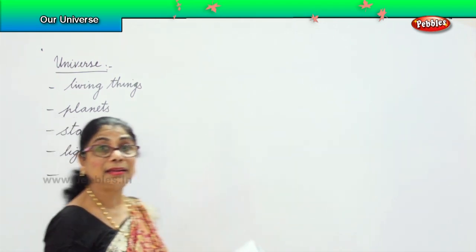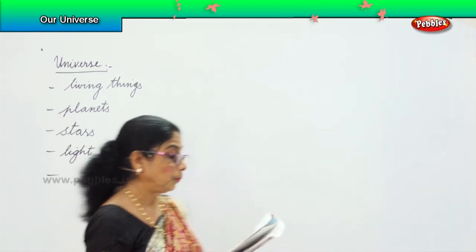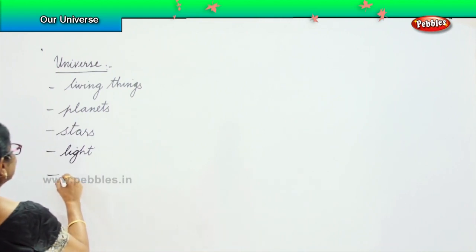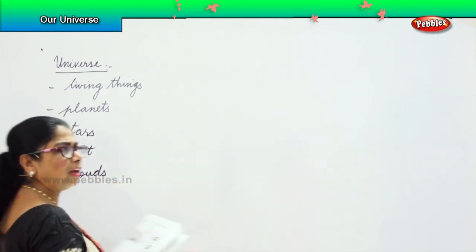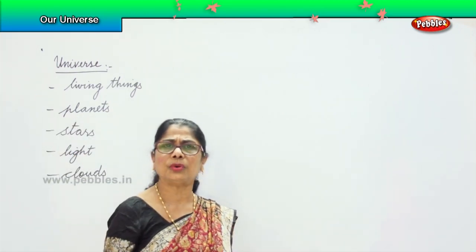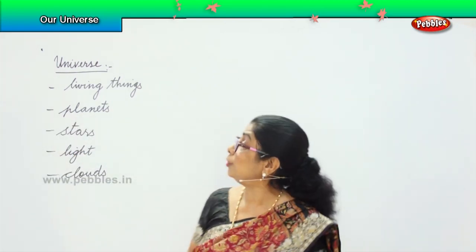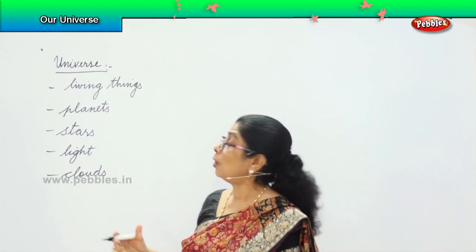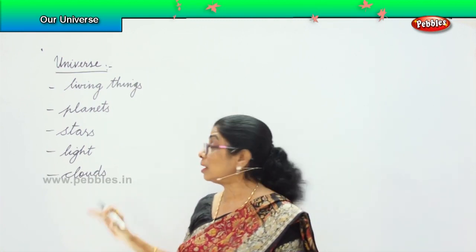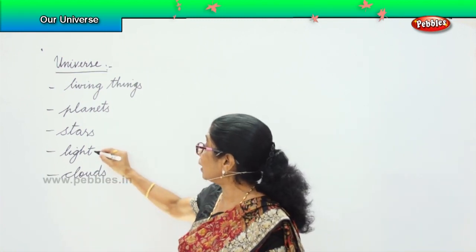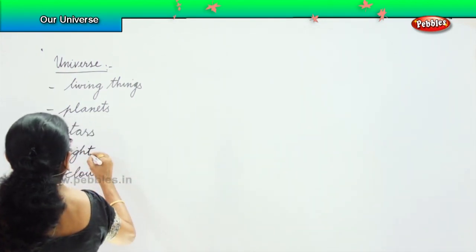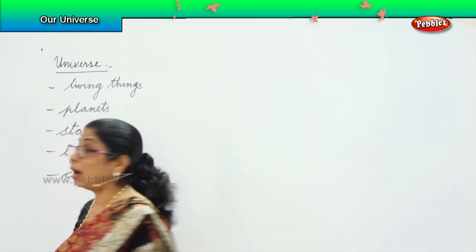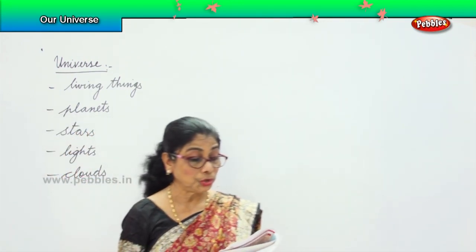Some we see with the naked eye, some with the telescope. Then what else do you see in the sky? Clouds, different kinds of clouds. So that is the universe: all living things, all planets, all stars, all the lights, and all the clouds. All these together and more make up our precious universe.